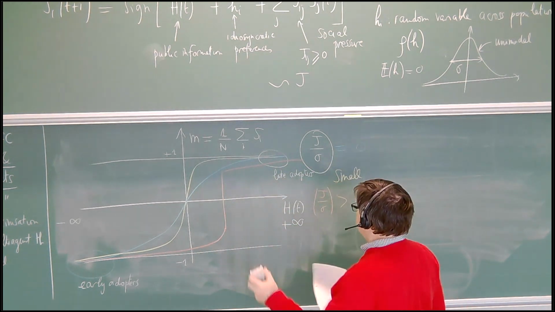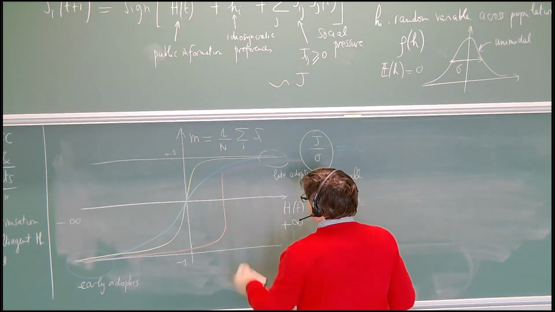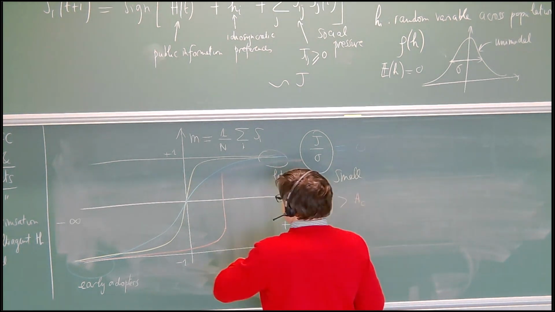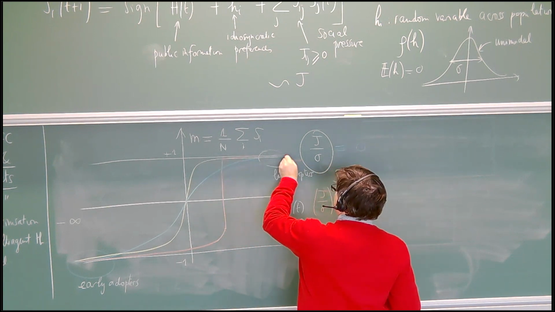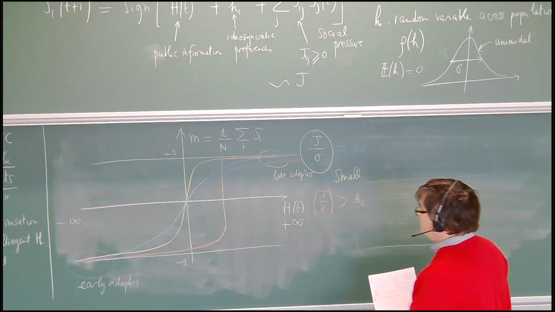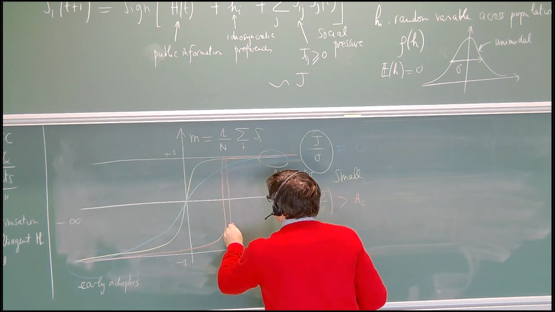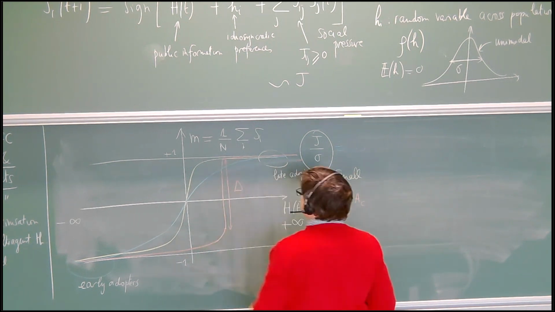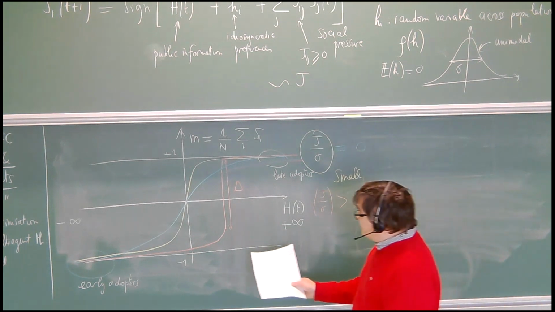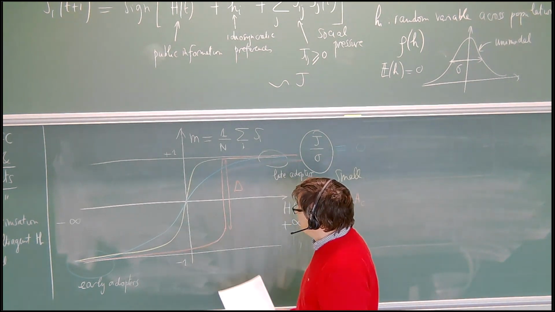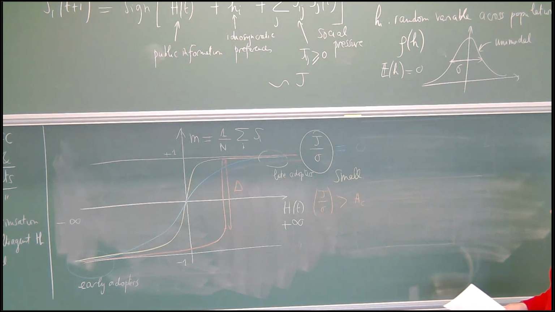Let me try to draw it better. Like this. So this is a discontinuity with a jump of size that I'm going to call delta. And you see here, really, there's something completely different that happens, which is that suddenly a finite fraction of the population flips more or less at the same time.